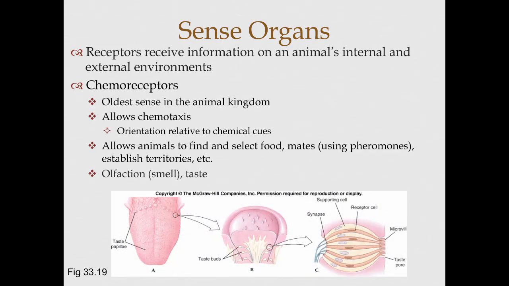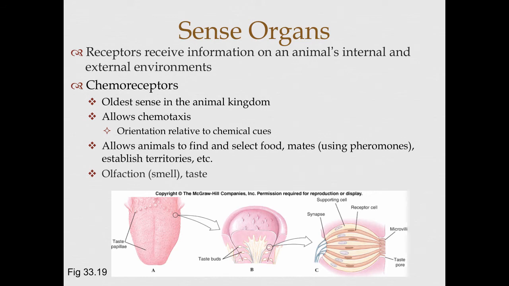One class of these are called chemoreceptors, likely the oldest sense in the animal kingdom, and it allows what we call chemotaxis, or orientation relative to chemical cues, again in the external environment or the internal environment. So this allows animals to do things like find food by picking up the chemical distribution of things associated with their food, perhaps finding mates using chemicals called pheromones, establishing territory, so a variety of functions.